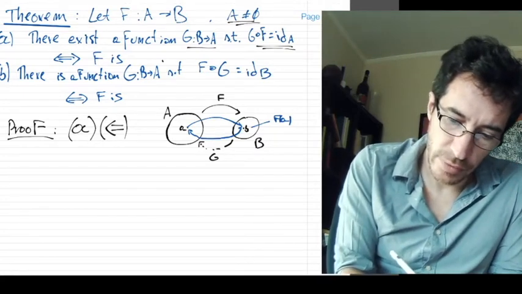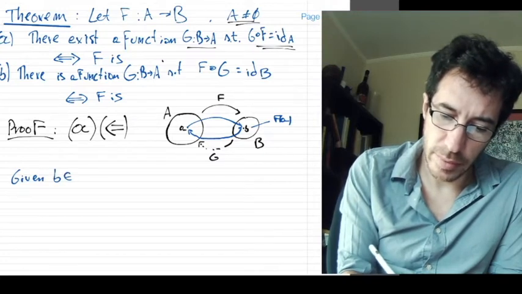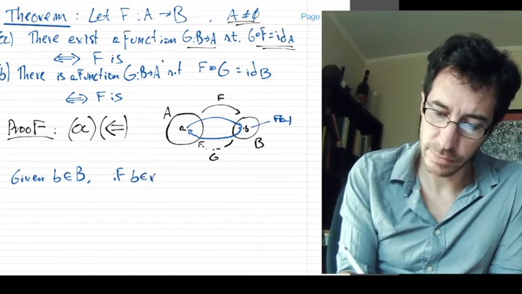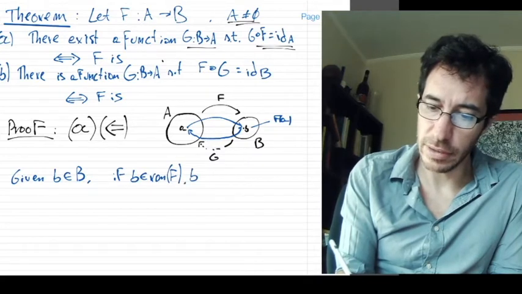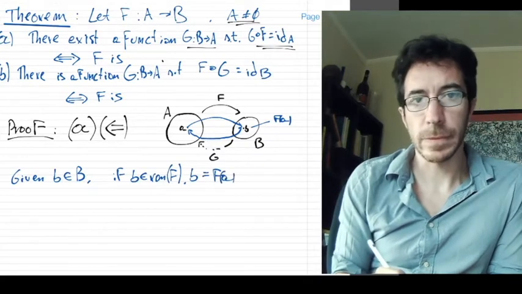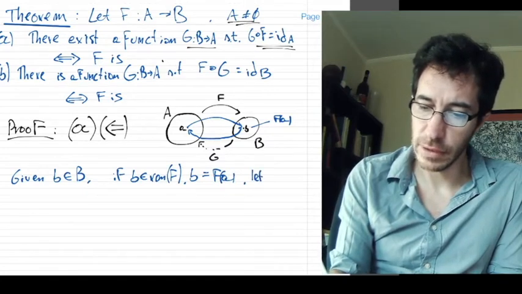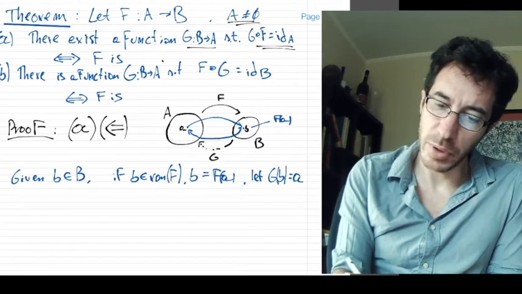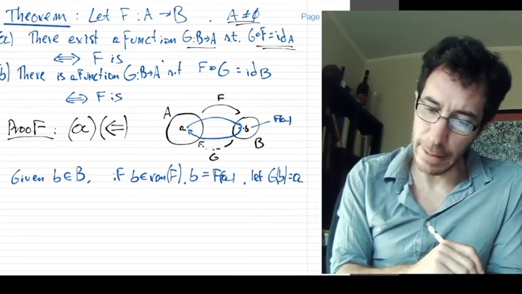So given B in the range of F, and B is equal to F of A, then we let G of B be that A. If we do that, then when we start with A, apply F, and then apply G back, we get back to A.